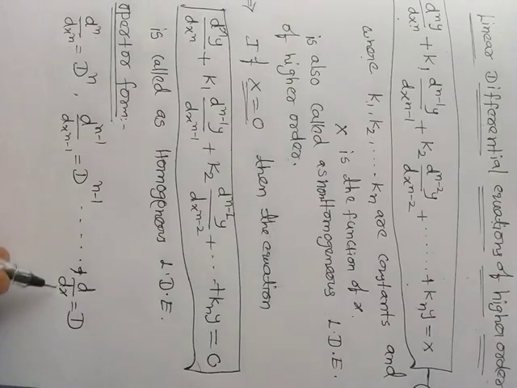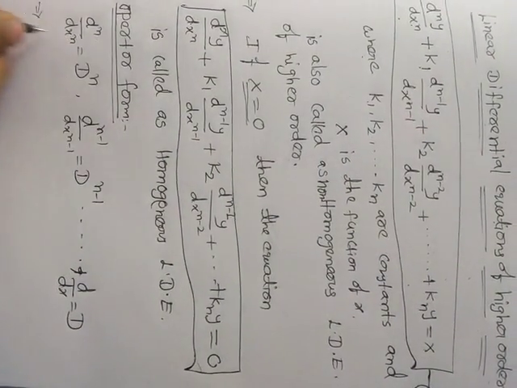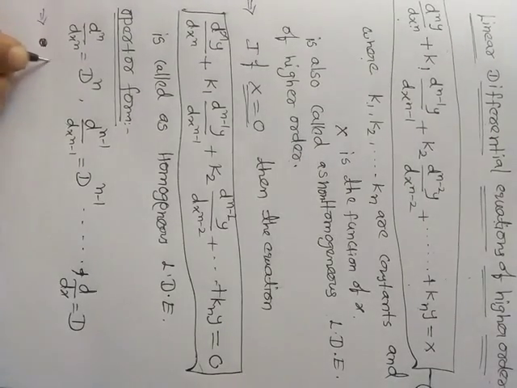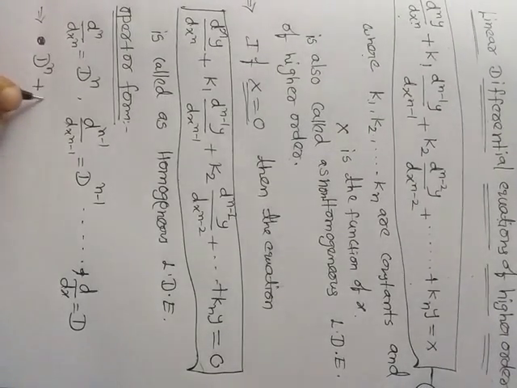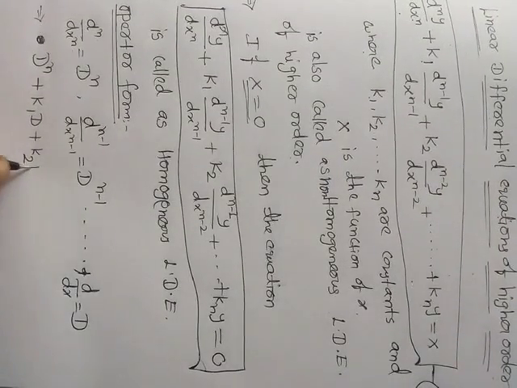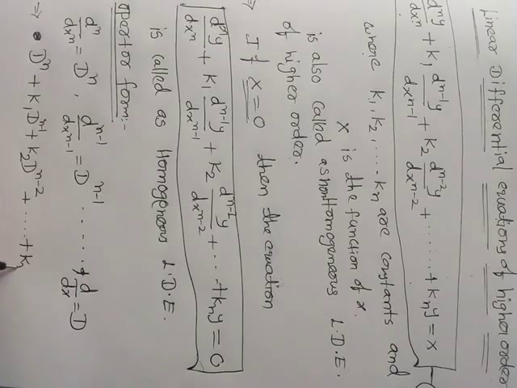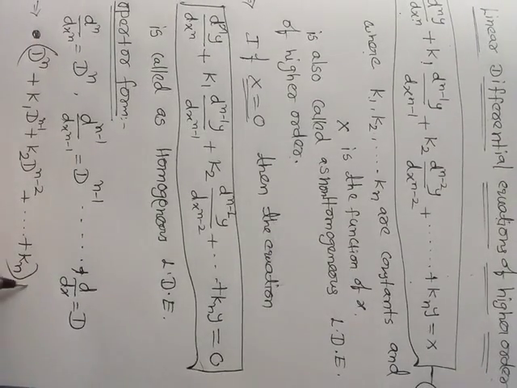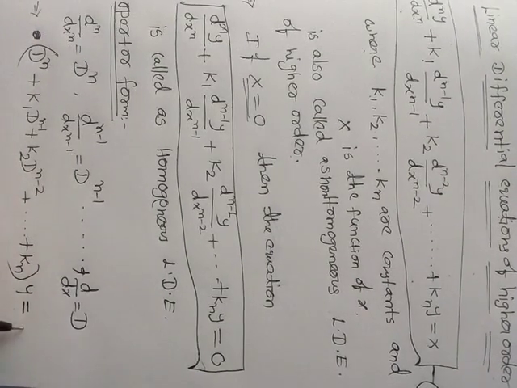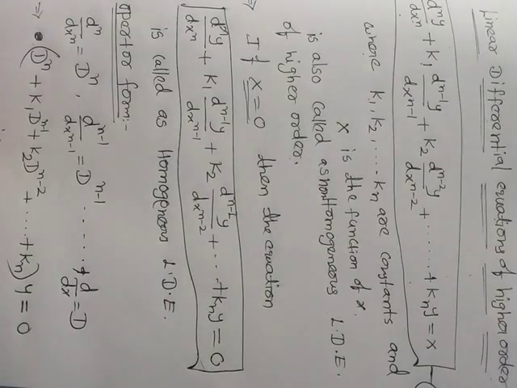So we take all of these in equation number 1. Then we get the operator form: (D^n + k1 D^(n-1) + k2 D^(n-2) + ... + kn) y = 0, which is the operator form of equation 1.